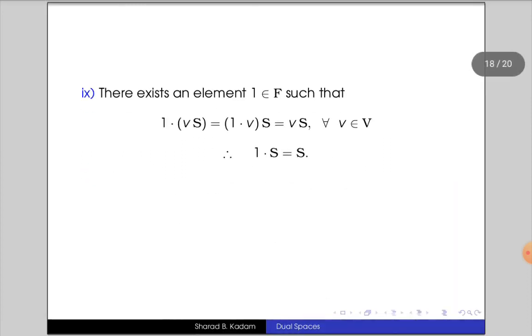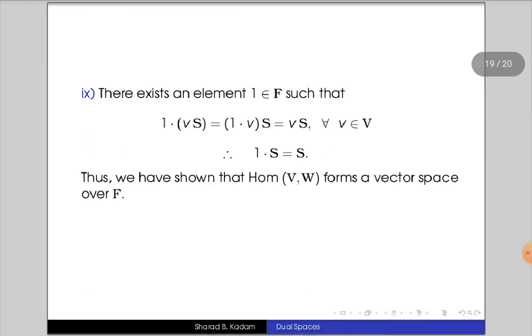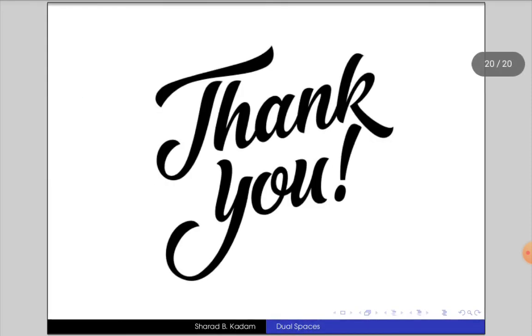Next, last property. So there exists an element 1 in the field F such that (1 into S)(v) equals S(1 into v). As we know that 1 into v is v, so this equals S(v) for every vector v in the vector space V. So we have shown that 1 into S is again S. So thus we have shown that the set of all vector space homomorphisms from V into W forms a vector space over the field F.